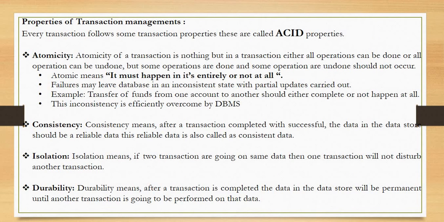The last but not the least of this particular video, which covers the properties of transaction management, tells about four main properties which are very useful. They are called ACID properties. A stands for atomicity, C stands for consistency, I stands for isolation, and D for durability. So these four properties are very important for a successful transaction to complete. Let's see one by one.